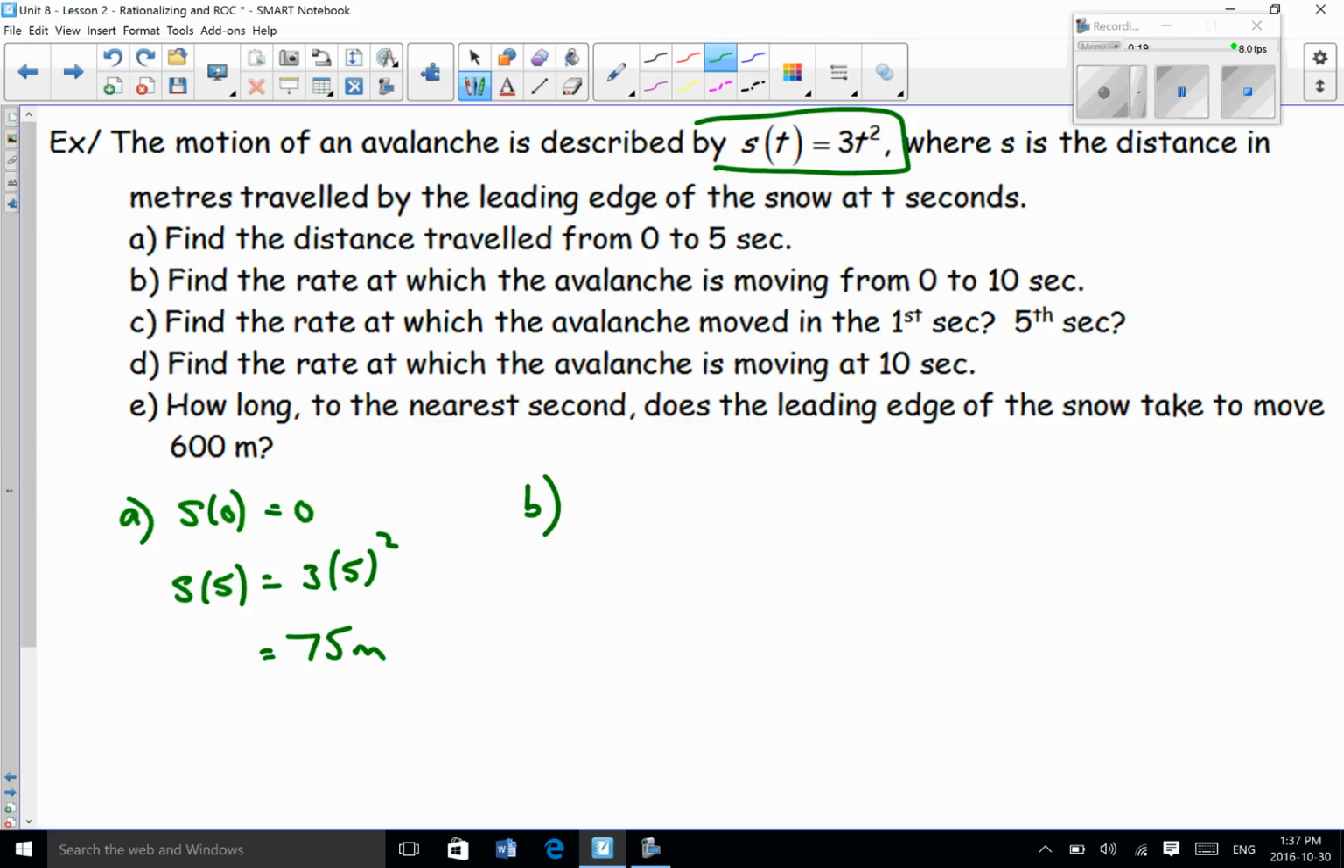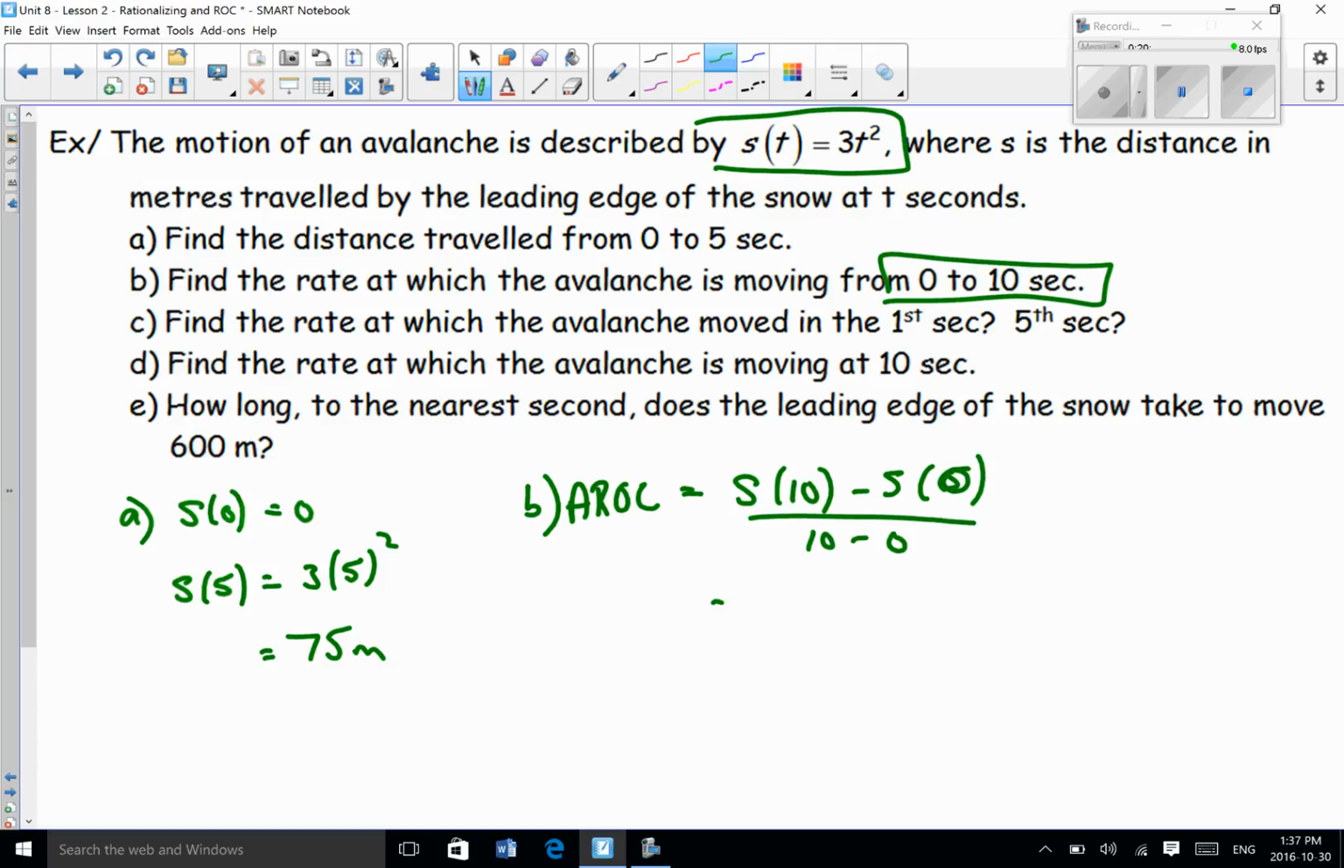Find the rate at which the avalanche is moving from 0 to 5. Well, movement is a rate of change. Because they're giving us 2 different values, we're looking for an AROC. So we're looking for S at 10 minus S at 0. And we can find those two things.